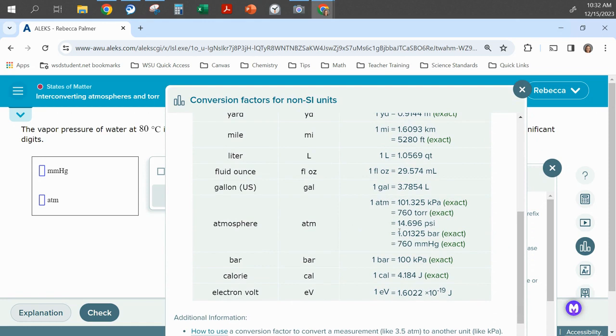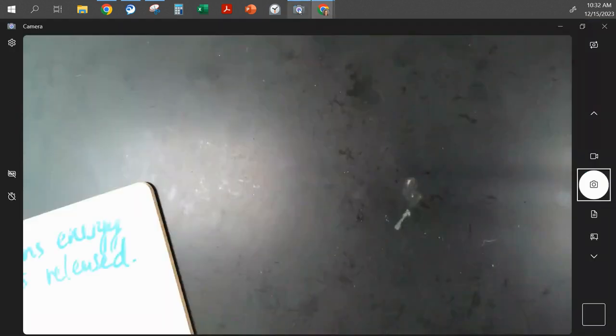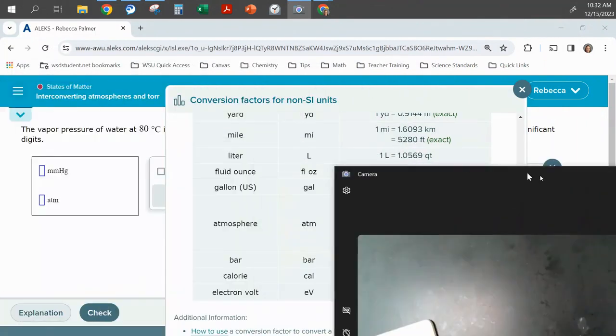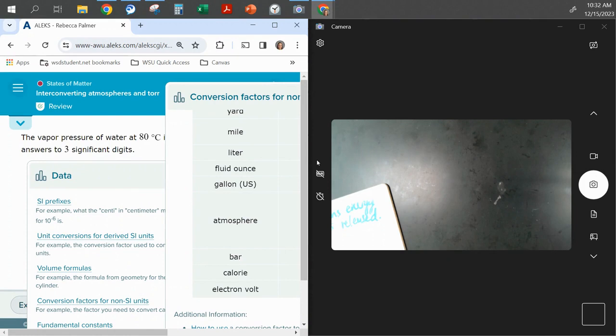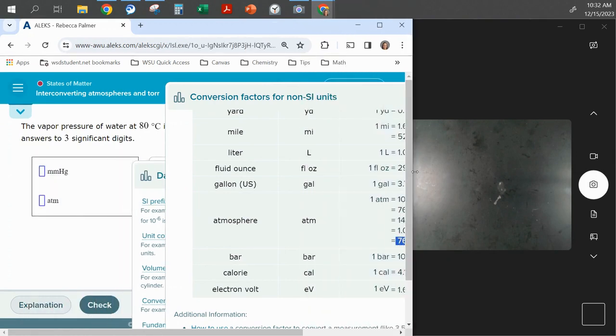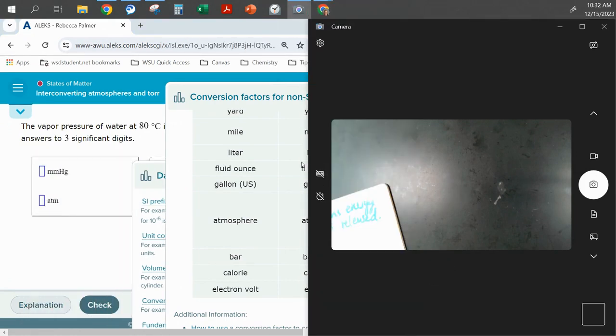So I'm going to tell you which ones I will put on my note card. For this topic, I will use the torr and the millimeters of mercury. Those are the ones that we need. So let me pull up my camera again and fit this on here. Works very good.